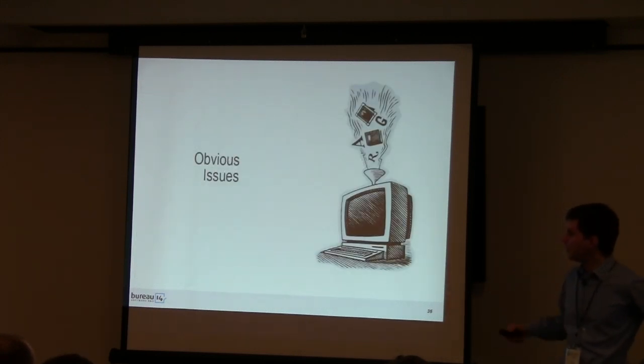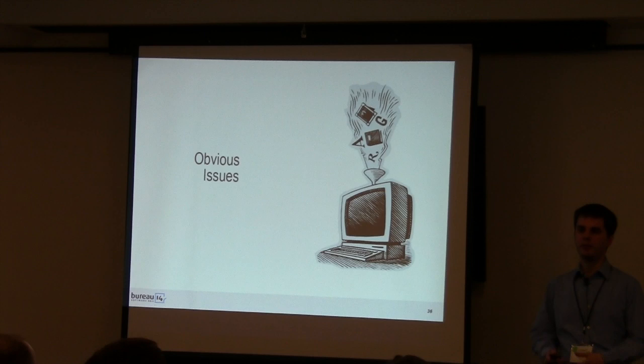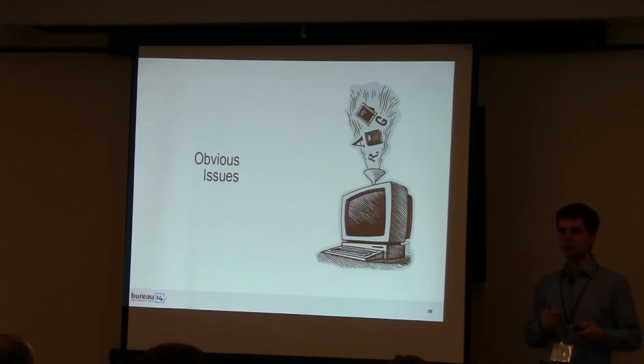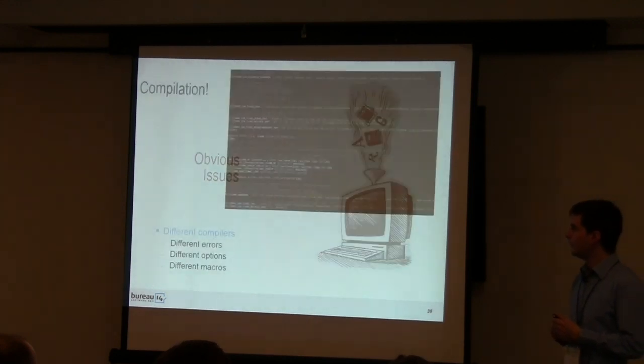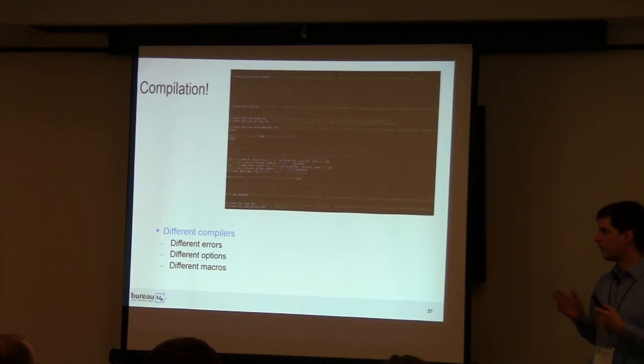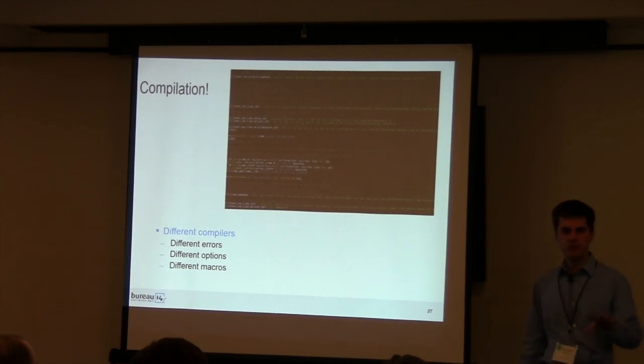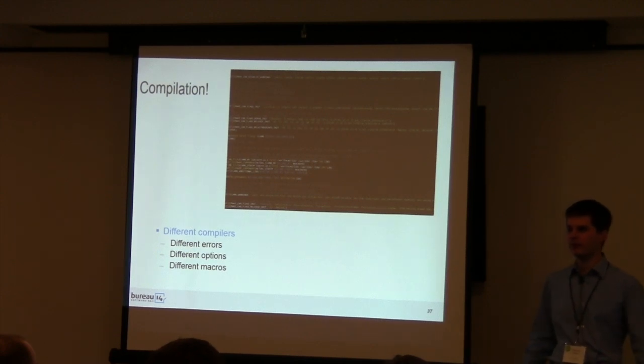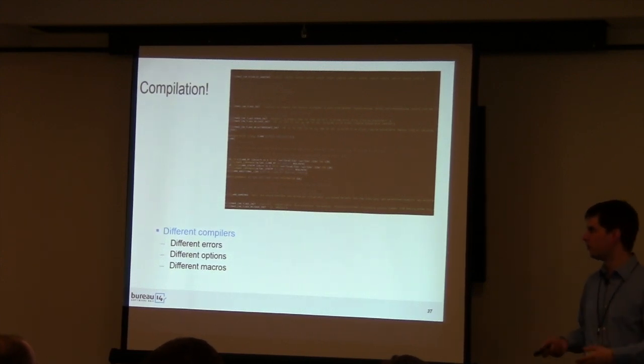So, obvious issues. I will go very fast on these, because if you are a little bit experienced with C++, this is everything you could imagine very easily, the kind of issues you can have. Compilation: different compilers, errors, options, macros. CMake helps you with that. We have a pretty large file which is just about setting the compiler flags right. But once it's done, it's done. That's why CMake is really good. It can be very painful to write, but it's written once. And you don't have to change it. And if you have to do a modification, it's in only one place.